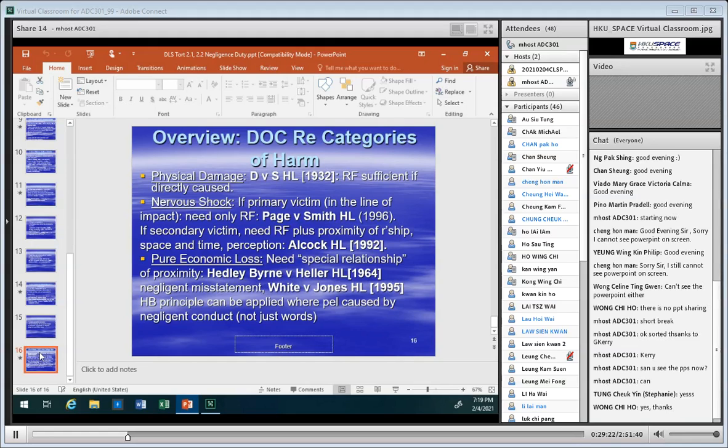So duty of care is not a big issue in traffic accident cases. You tell the examiner you know about Donoghue and Stevenson, and that's it. You don't need to go into any other detail. However, if the type of damage suffered by the plaintiff is other than directly caused personal injury or property damage, then you do need to go further.